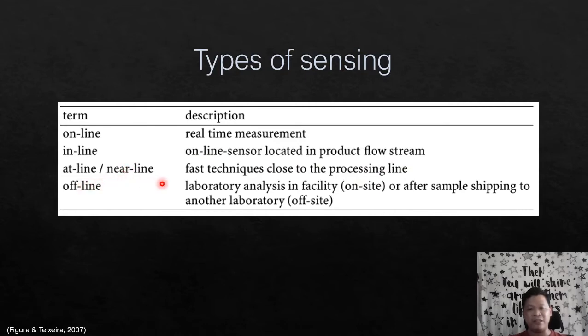And offline, these usually refer to a facility that is either on-site or off-site of the manufacturing, but usually delivers results at a much slower pace. Of course, when you're producing lots of food, it's generally important to have a very fast pace in delivering results. You cannot wait for days or hours to have your results because you have to adjust your production parameters very fast, like in a matter of seconds or at most minutes.